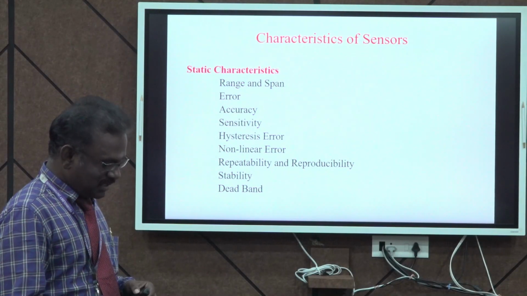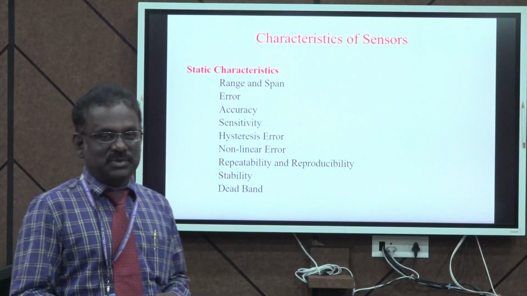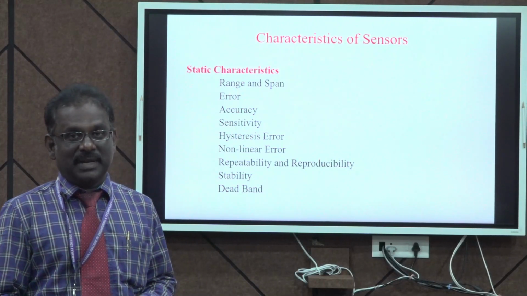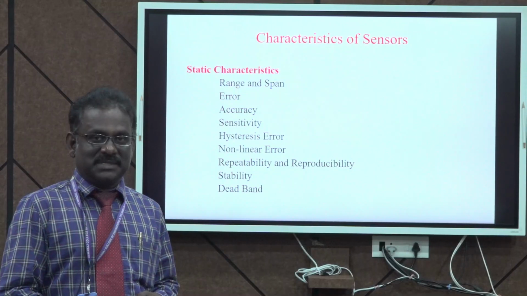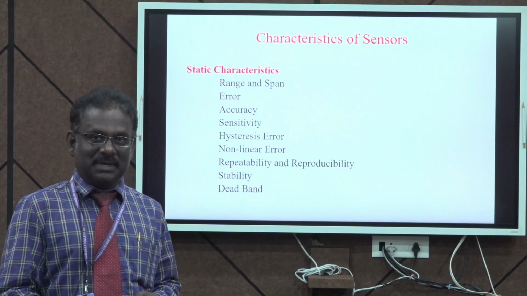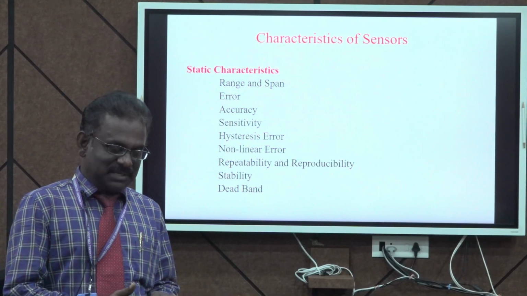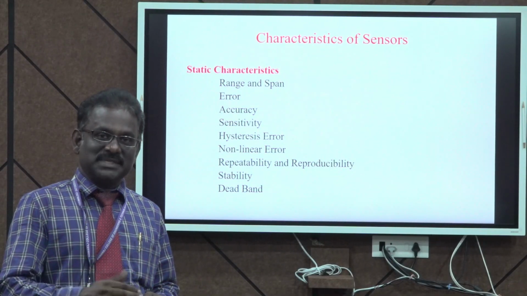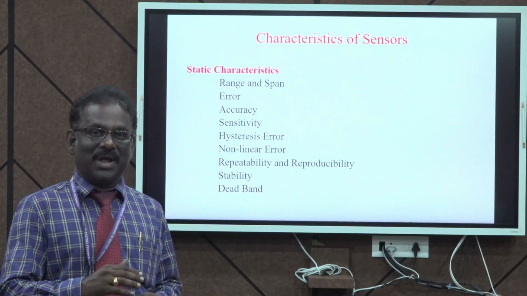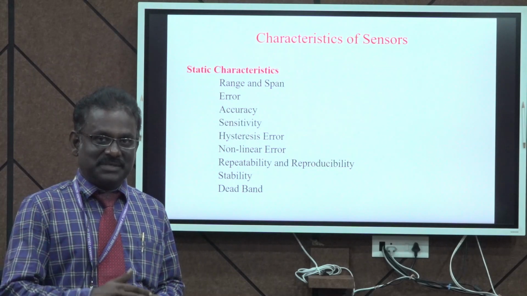And these are the characteristics of sensors used in the automobile industries. We can have two types of characteristics. The first one is the static characteristics of sensor, the second one is the dynamic characteristics of sensor. Static characteristics are nothing but the characteristics of the sensor when the output of the sensor reaches a steady state value.